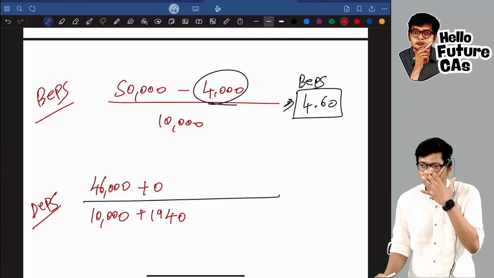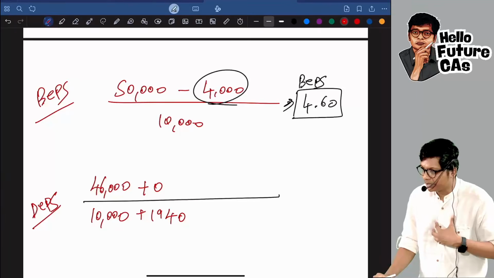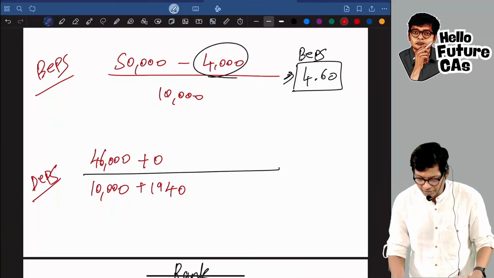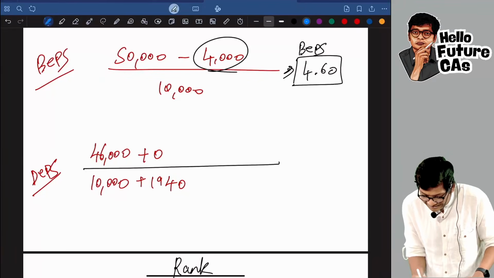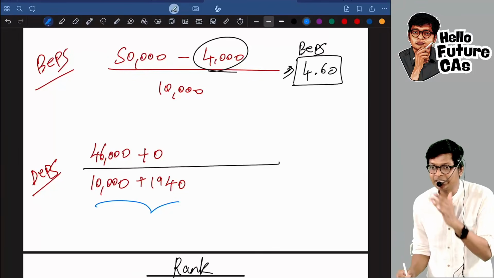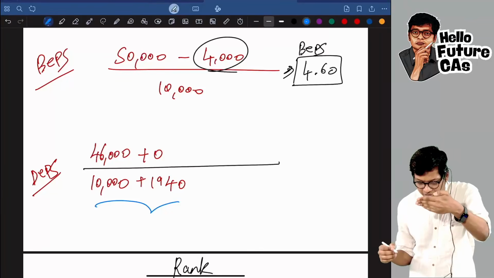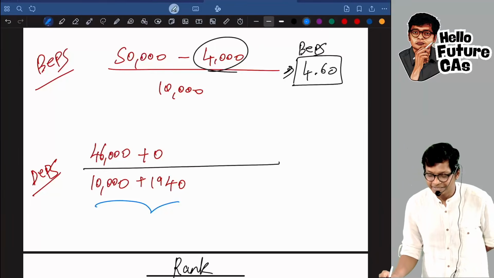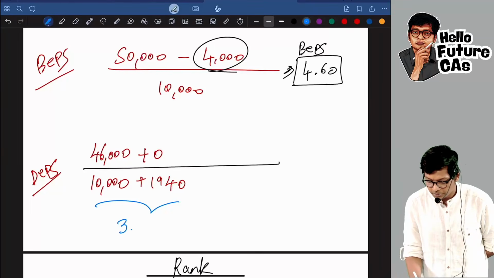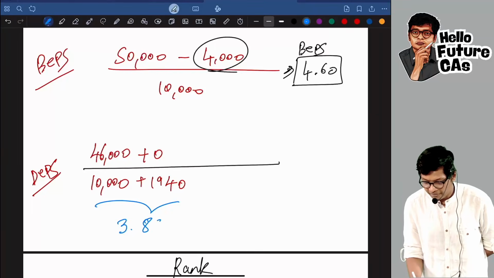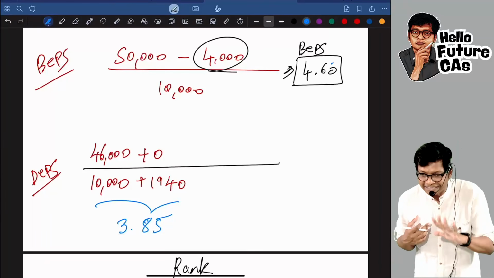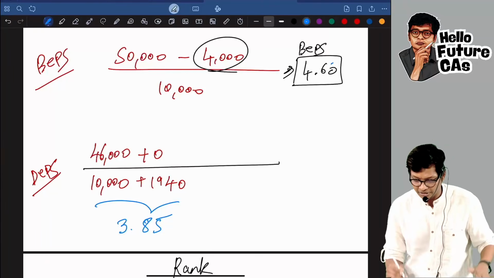Now, can I add the next number? No. The common mistake students make in diluted EPS is adding options, debentures and preference together. Now can you compute and tell me at this stage, what is the EPS? Meaning 46,000 divided by 11,940. What is the EPS at this stage? 3.85. That means from 4.6 it reduced. That means the addition is leading to a dilution.